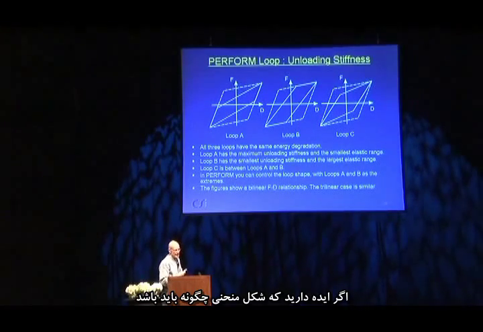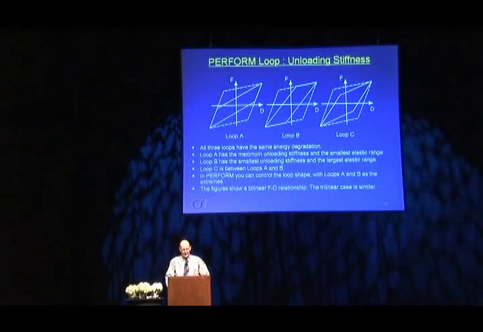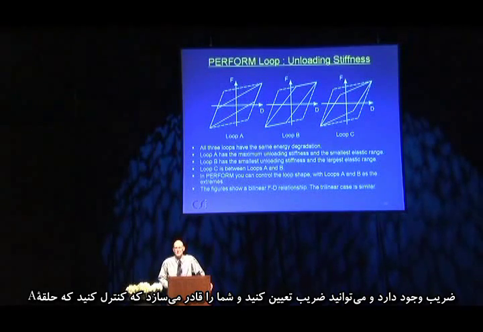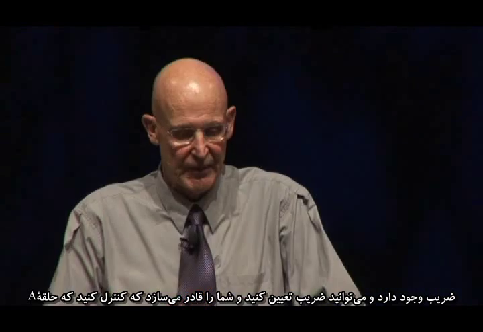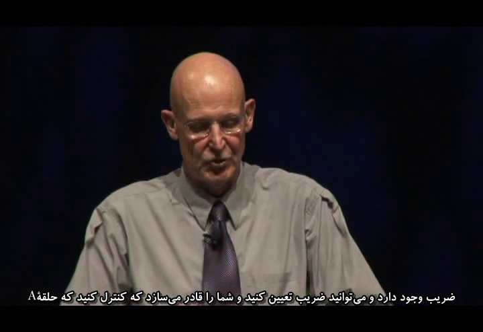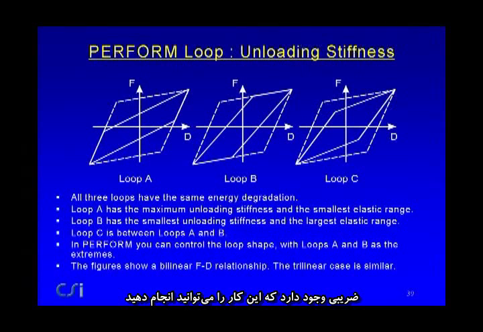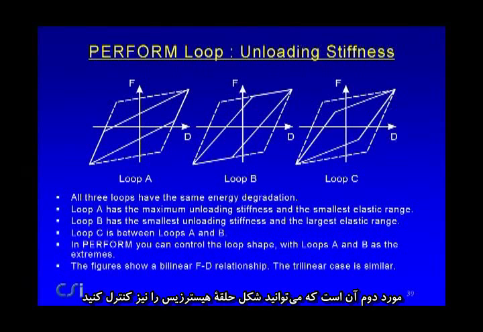If you have an idea of what the shape of the curve is, there is a factor in there that you can specify which enables you to control whether it's loop A or loop B, which are the 2 extremes, or somewhere in between. There's a factor you can specify to do that. It's the second thing that you can do to control the shape of the hysteresis loop.